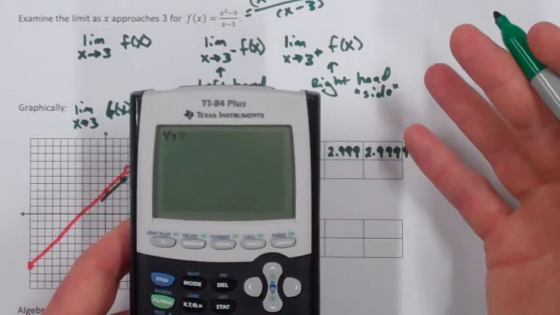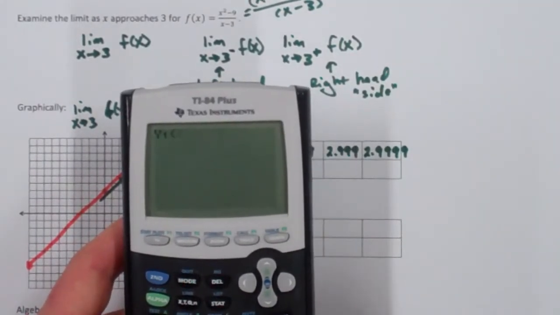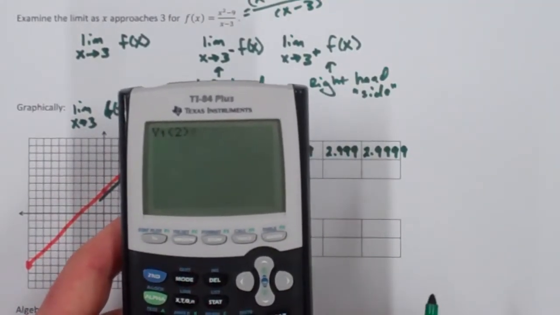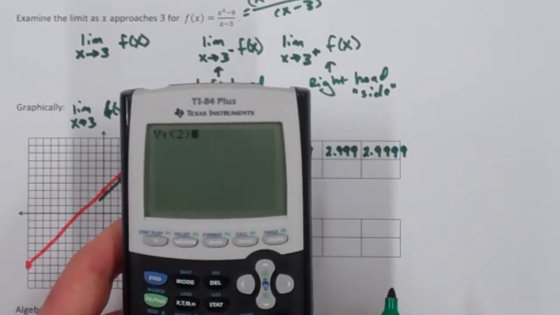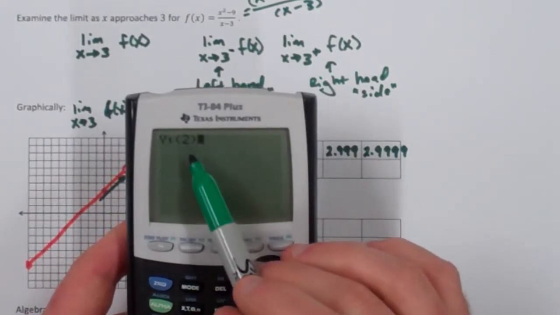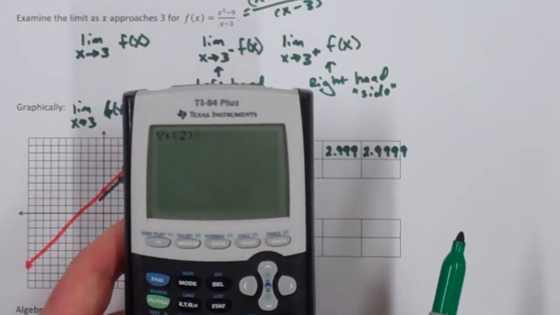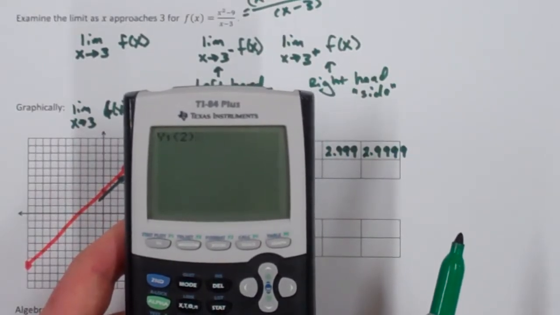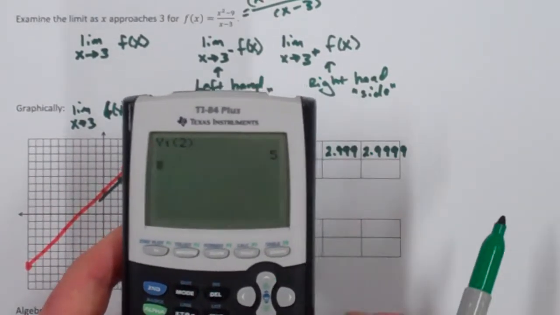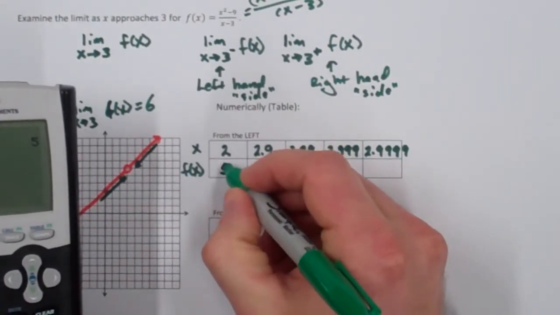And as long as you've entered the equation in y sub 1, we can now ask the calculator to please evaluate that function for an x value of 2. All you have to do is use parentheses, and the x value you want goes inside those parentheses, kind of like function notation. And it's 5. So we'll add that on our table.